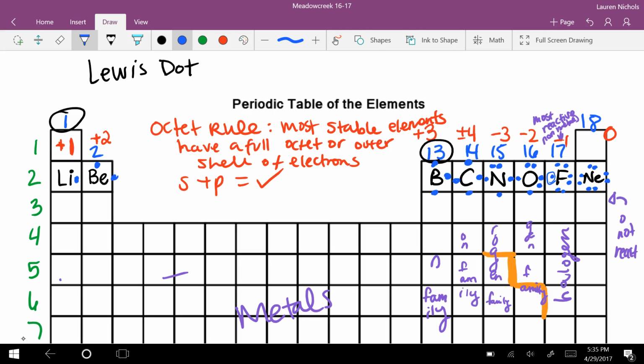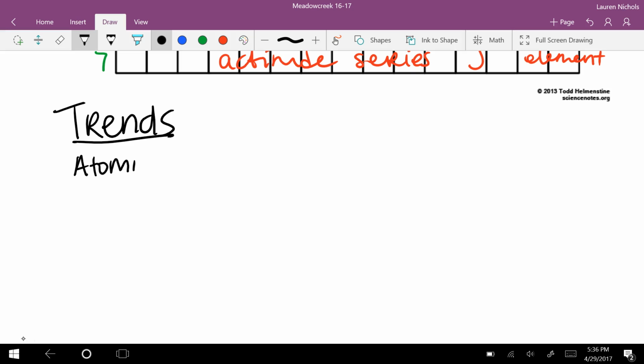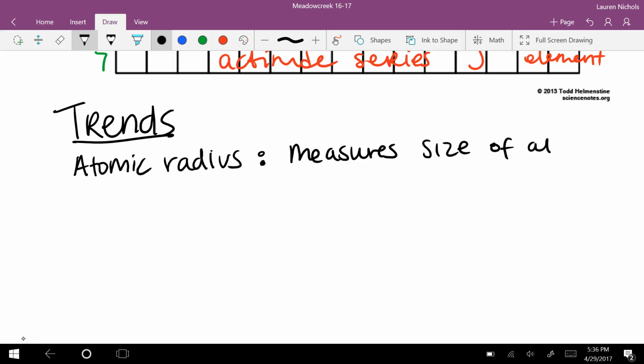Now, what we are going to talk about are the trends in the periodic table, and this will be our last thing, so a pretty short video, but trends are something that can be very tricky and need to be practiced. So if you have not done any practice with periodic trends, you need to do so. So the big thing is the atomic radius. If you can remember the size of the atoms, you can remember all of them. So the atomic radius measures the size of an atom.